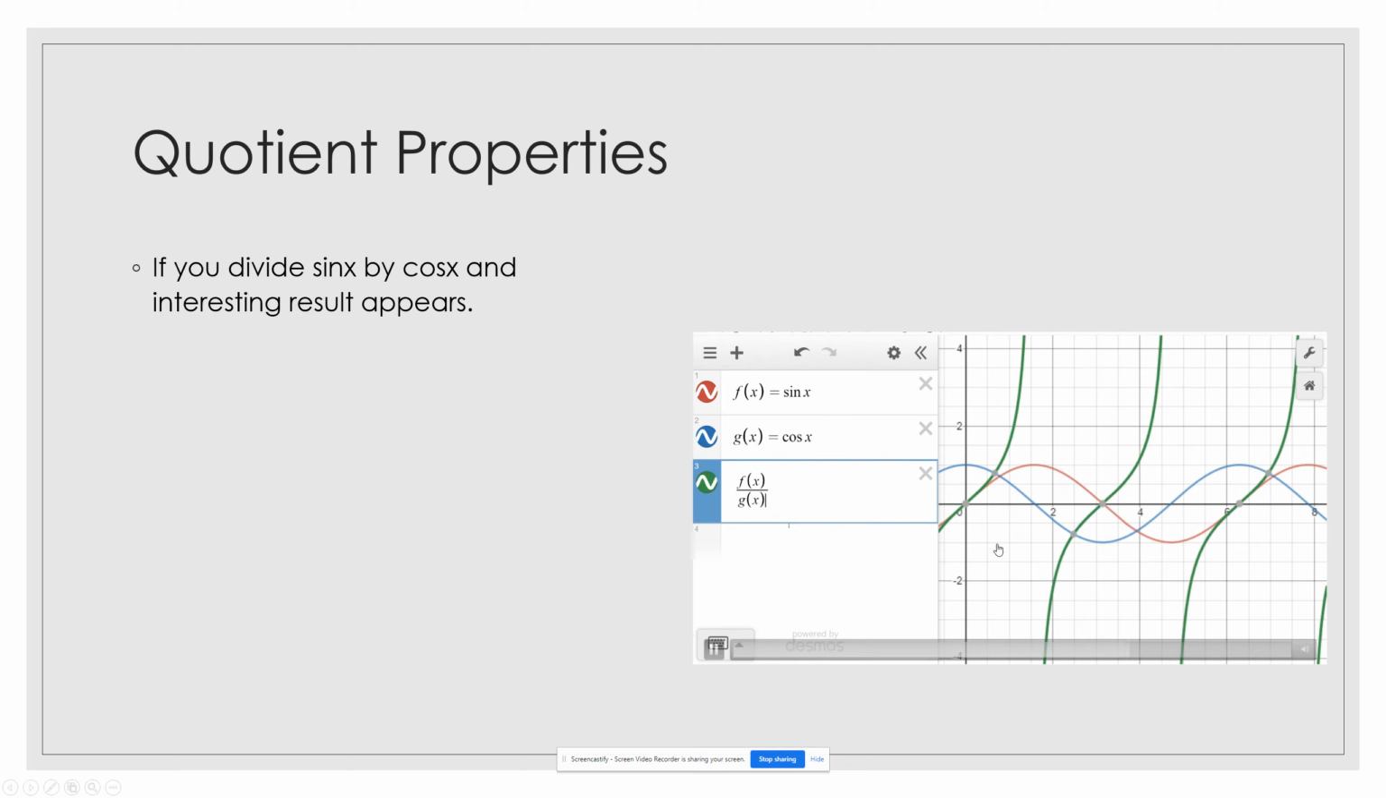That graph looks familiar. That graph looks like tangent. That's what it is. So we call this a quotient property because quotient means to divide. Taking sine and dividing it by cosine gives us the quotient tangent. This is a quotient property because we are dividing them.